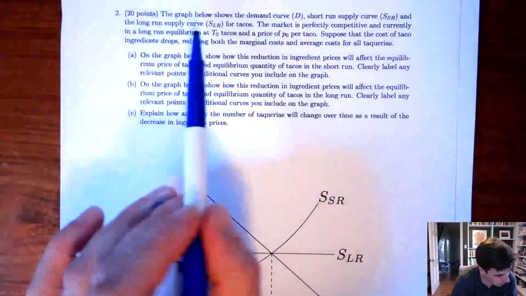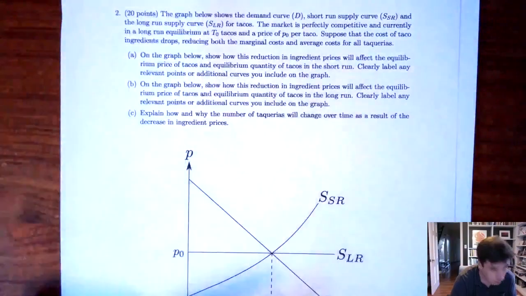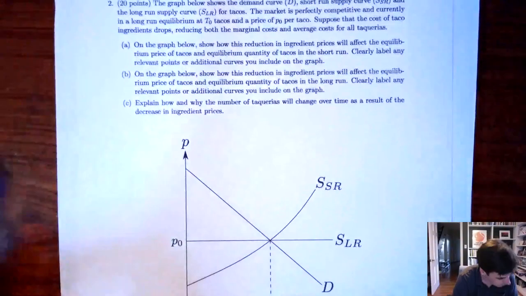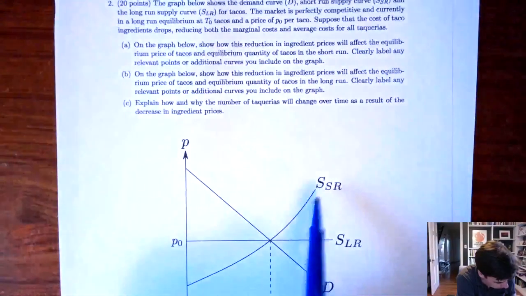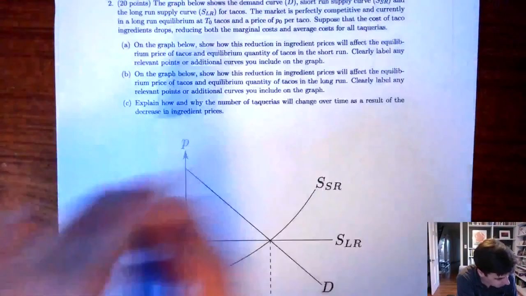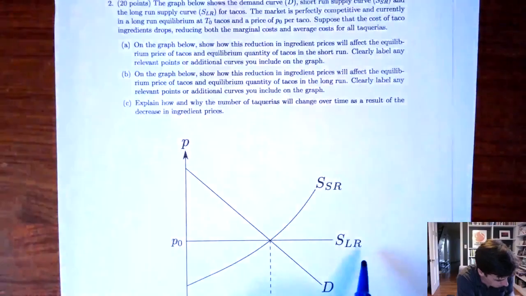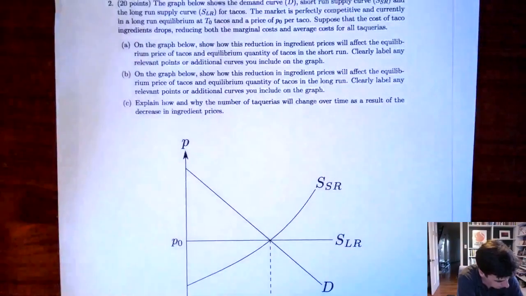So here we go. The graph below is going to show us the demand curve. So we clearly see the demand curve here. Short run supply curve, so SSR, just keeping track of what each curve means. We've got a long run supply curve, SLR. So once again, just keeping track of what everything is.